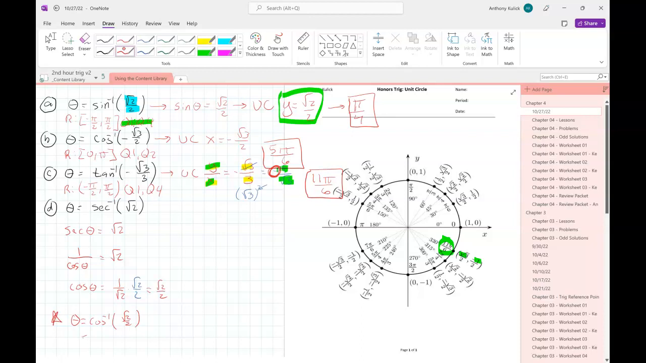So I know that the range for cosine is 0 to pi, which is quadrants 1 and 2. So I'm going to go to my unit circle and look for the place where x is equal to positive root 2 over 2. That happens there at pi over 4. And I'm done.